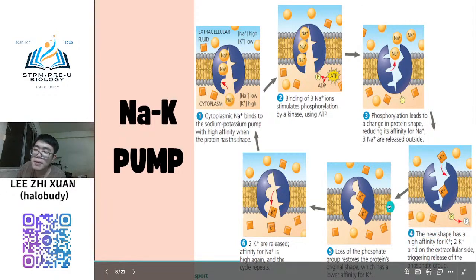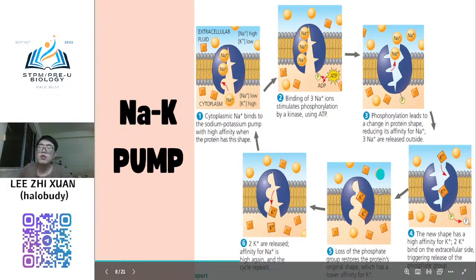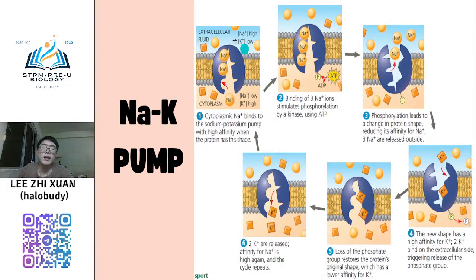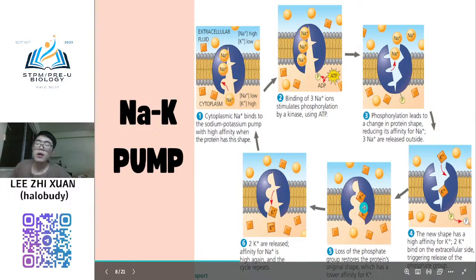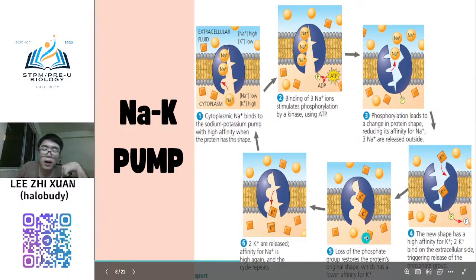And then once the potassium ions bind to this protein, it will release the phosphate group. Once the phosphate group is released, it will change shape back to the original shape, like this. So when it changes shape, similar to the sodium ion, the binding site no longer has affinity for the potassium ion. So the potassium ions will be released from the protein into the cell, the cytoplasm. And then the two potassium ions are released, and it will repeat the process again and again.